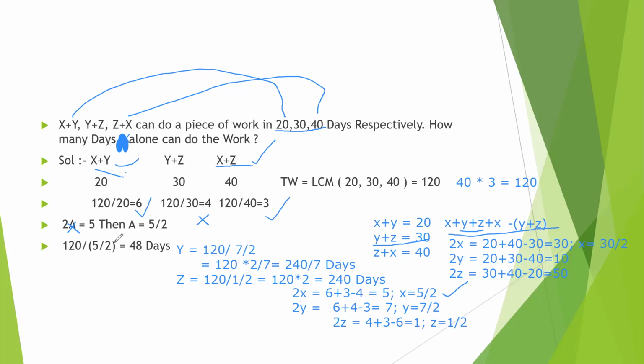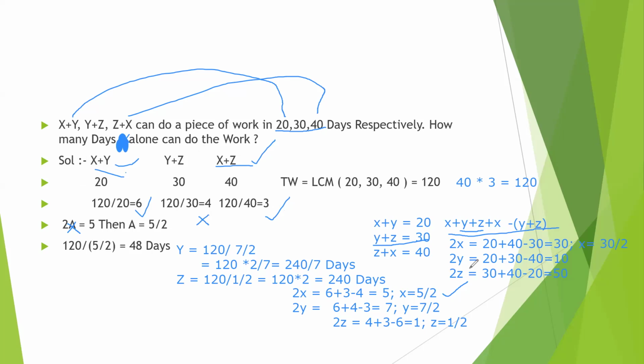In the same way, the z value. Z is present in 4 and 3, and z is not present in X plus Y. So firstly we add 4 plus 3, then subtract the 6. 4 plus 3 is 7, minus 6 equals 1. Therefore 2z equals 1, and z equals 1 by 2.